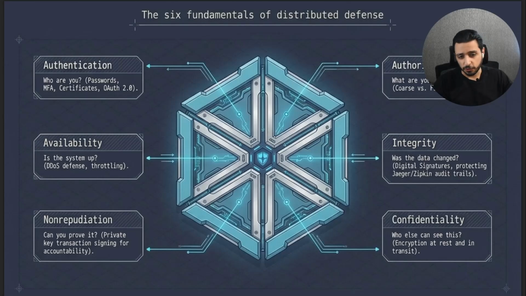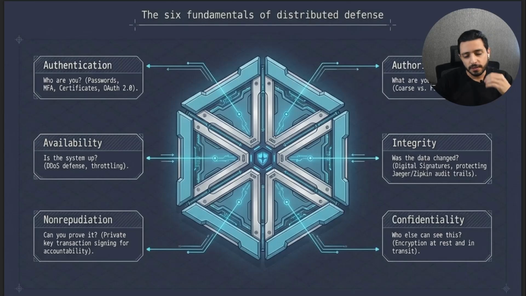First one is authentication, which talks about who you are. This is about identifying the caller, whether it's a human, a system, or a system acting on behalf of a human. For humans, we use passwords and MFA, but for system-to-system calls, we rely on certificates or JWTs. If a web app is calling a microservice for a user, OAuth version 2 is the industry standard for delegating that access. The second one is integrity, which is about whether the data was changed or not.